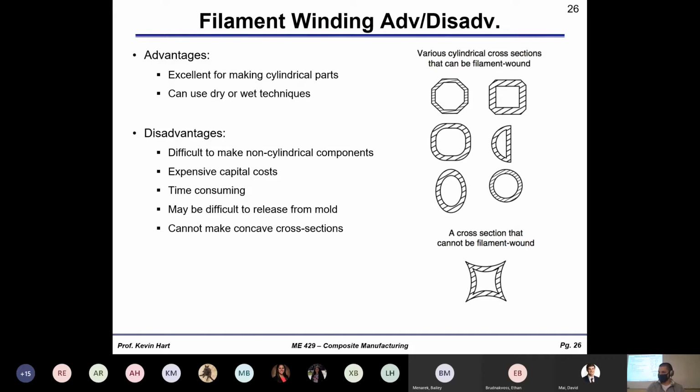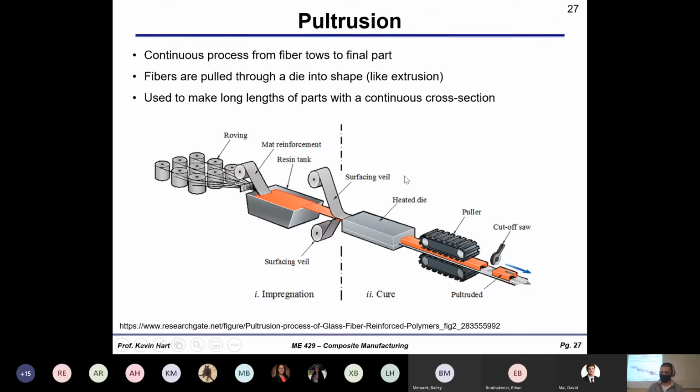Okay, so there's your filament winding. Anti-lathing. The anti-lathe. Next, pultrusion. Pultrusion is a process for making very long continuous cross-section pieces. So think of making long I-beams of steel. That process is very similar.